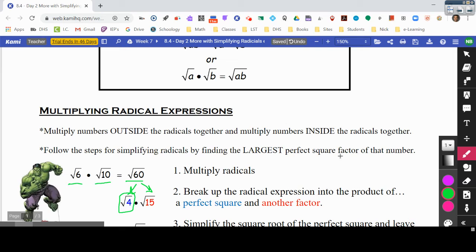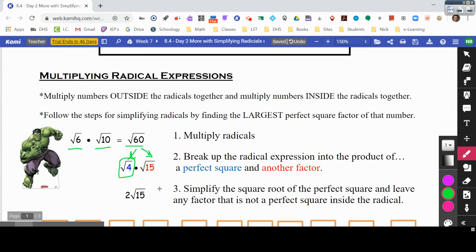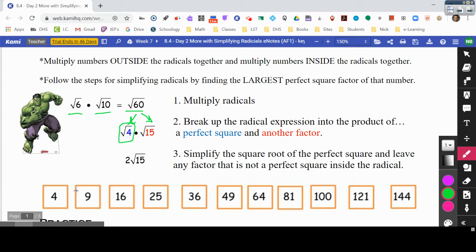Once we break apart that radical into a perfect square number times another factor, then I can just simply simplify the perfect square number. The square root of 4 turns into 2, and this rad 15 just stays as a rad 15 because it is not a perfect square, and there are no more perfect square factors inside of 15. So again, here are those lists of those perfect square numbers. These are the numbers that we need to find inside the radical if they're there.